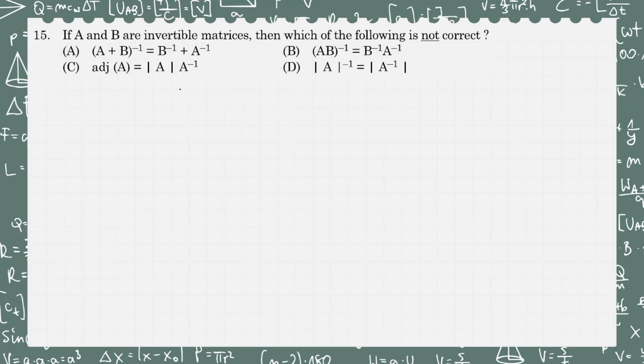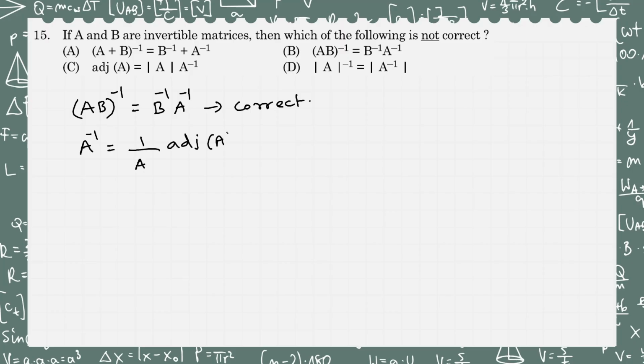If A and B are invertible matrices, then which of the following is not correct? We know that (AB) inverse equal to B inverse into A inverse. This is correct. And we know that A inverse equal to 1 by det A into adjoint of A. So det A into A inverse equal to adj A is also a correct statement. And we also know that det of A inverse equal to 1 by det of A. This is also a correct statement.